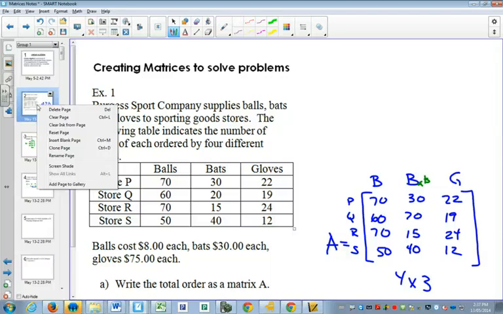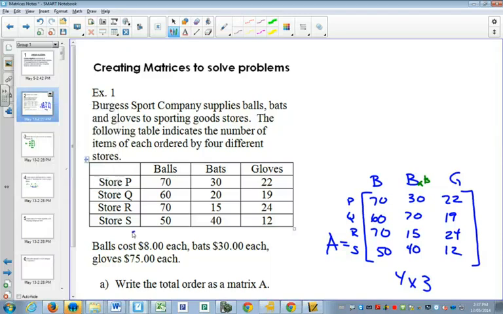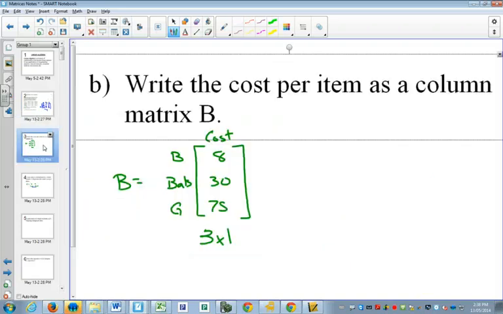All right. So here we go. First time, you'll create a matrix for this. And we got balls, bats, gloves. And then if you could enter that into your calculator, I'll let you do that now. And here's B. Enter this into your calculator as well as matrix B.